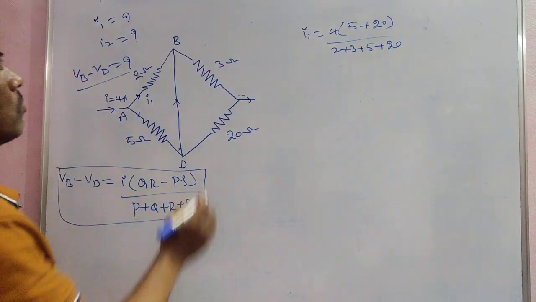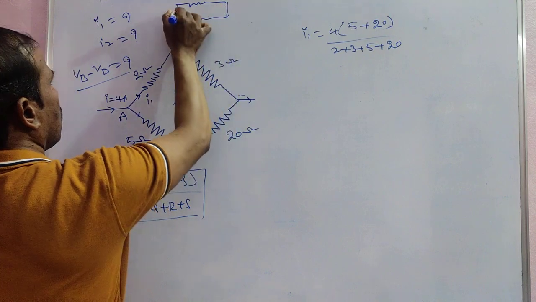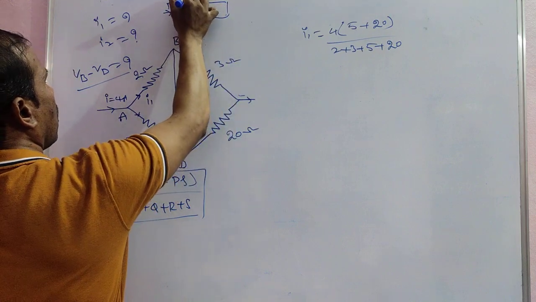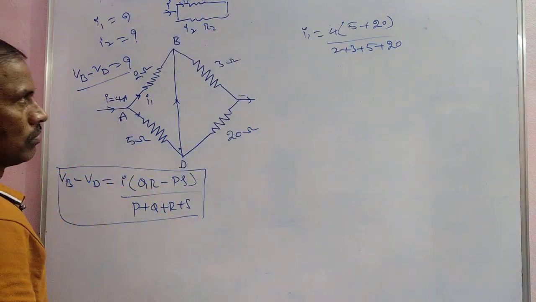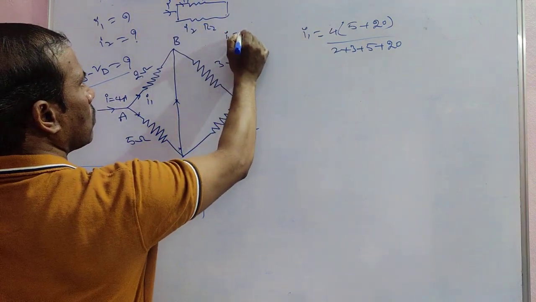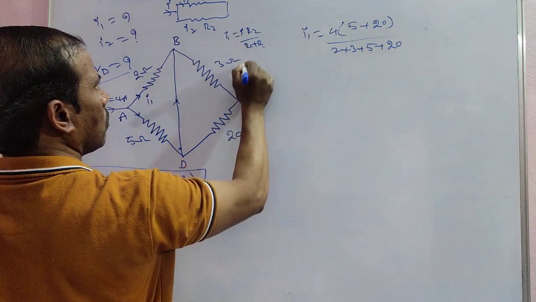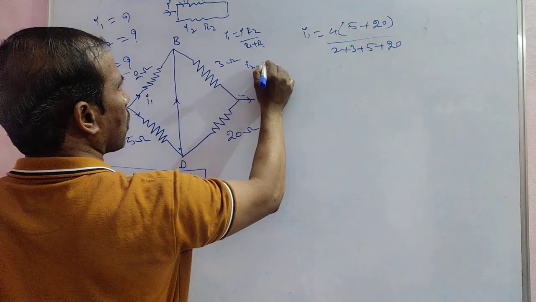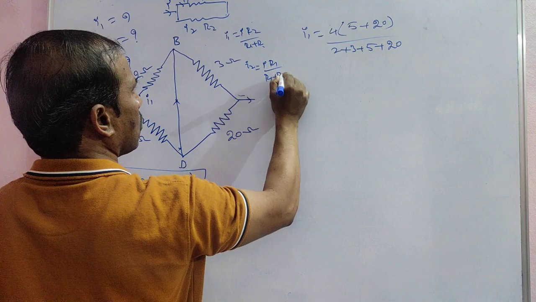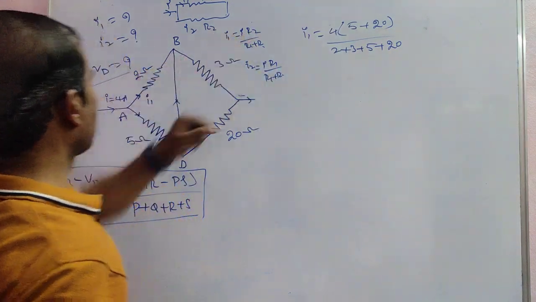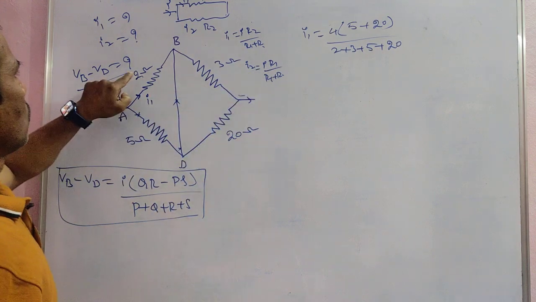Here I am writing once again the formula I wrote earlier. For example, I1, I2, R1, R2. I1 formula is equal to total current into R2 by R1 plus R2, and I2 is equal to total current into opposite resistance R1 by R1 plus R2. Here R2 is 5 plus 20, R1 is 2 plus 3, for example.